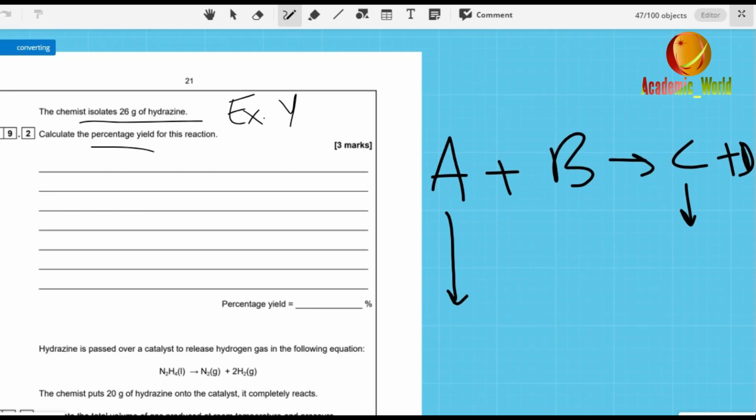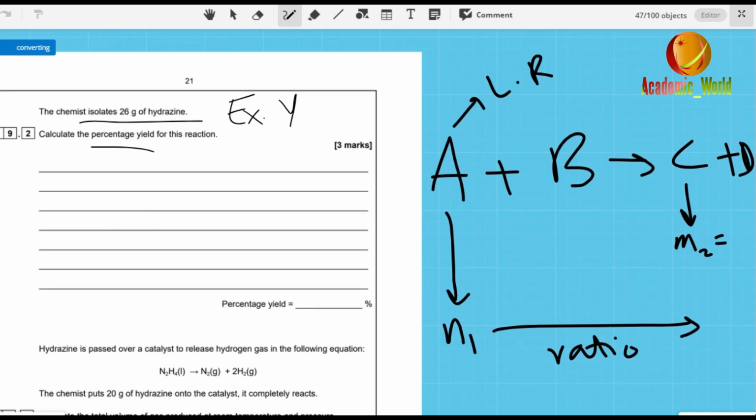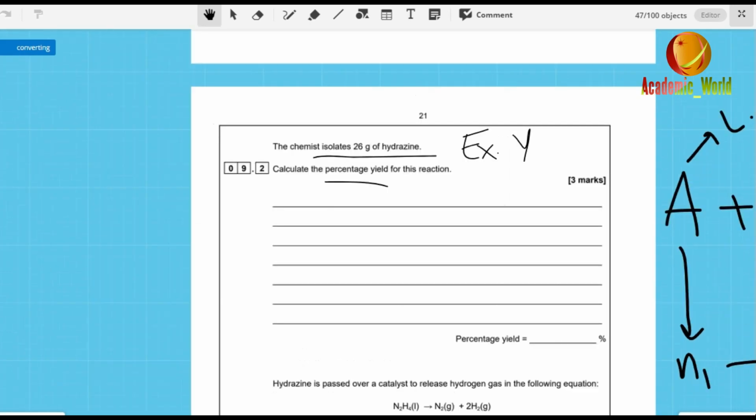For example, A is the limiting reactant. First of all you need to find the moles of A, then you need to compare the molar ratio of A and C. Actually you need to find the mass. So you compare the molar ratio. If the molar ratio is the same, then N1 is equal to N2. And then you need to find the molar mass of C, any product, and use the molar mass and the moles to find the mass. Okay, so that is the 3-step process. The same is happening here.